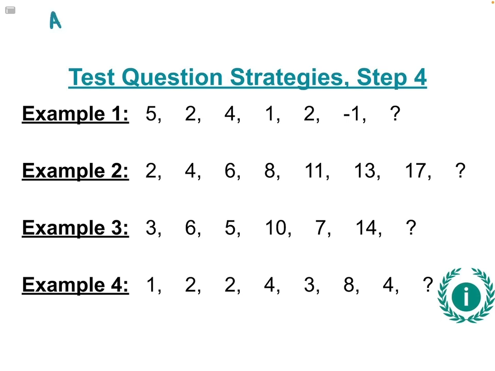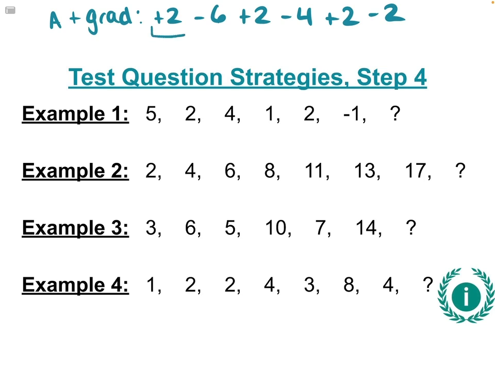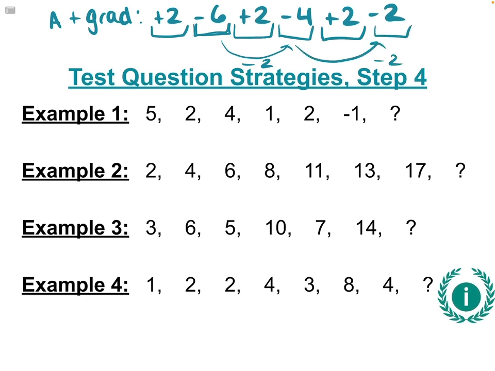If we have an arithmetic plus a gradual, we might see +2, then -6, +2 again, -4, +2 again, and -2. So the addition part, the arithmetic part, is +2 every other difference. And then the gradual part is going to be this -6. That difference is lessened by 2 to -4, and that difference is lessened by 2 again to be -2.